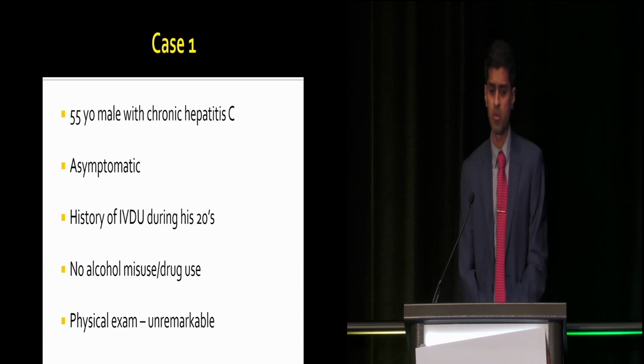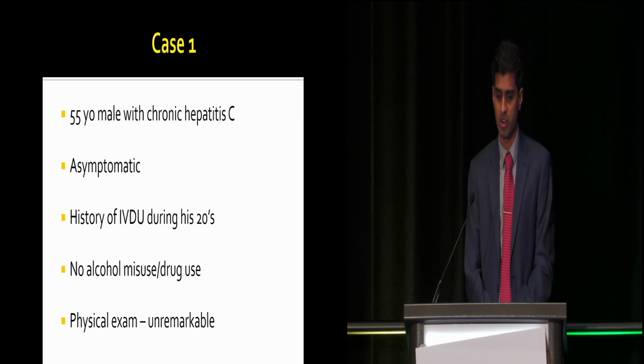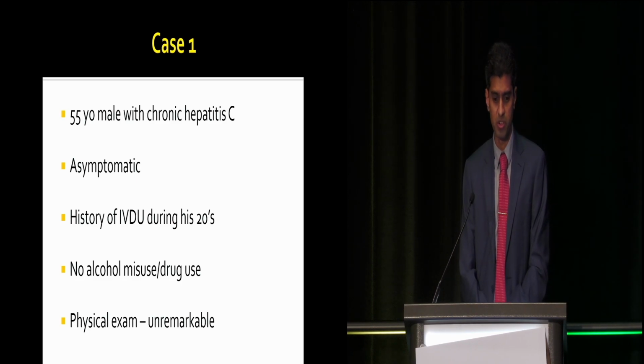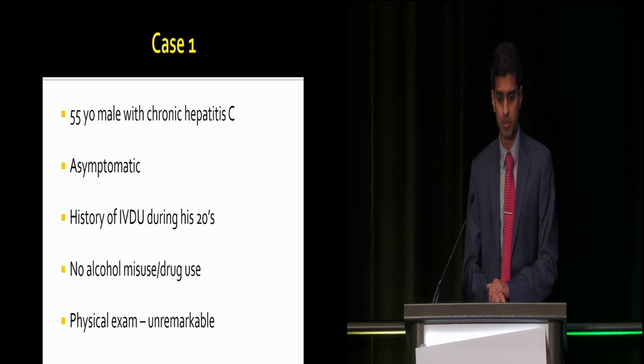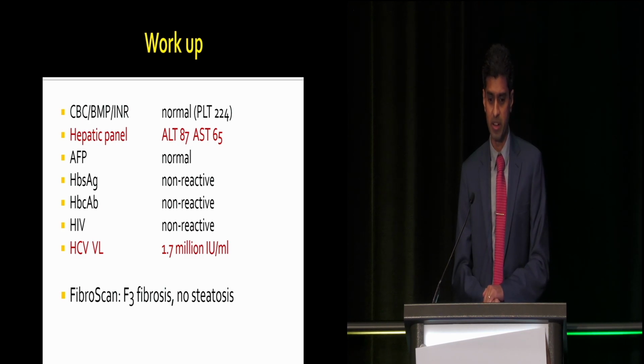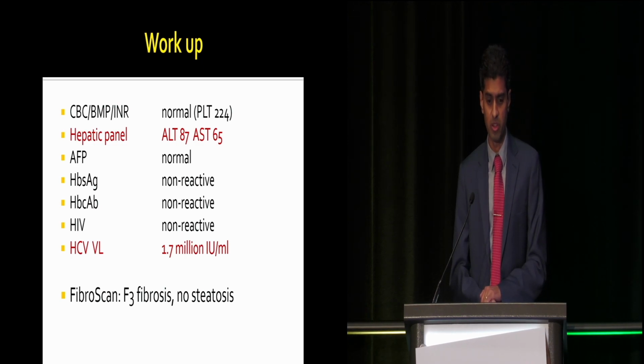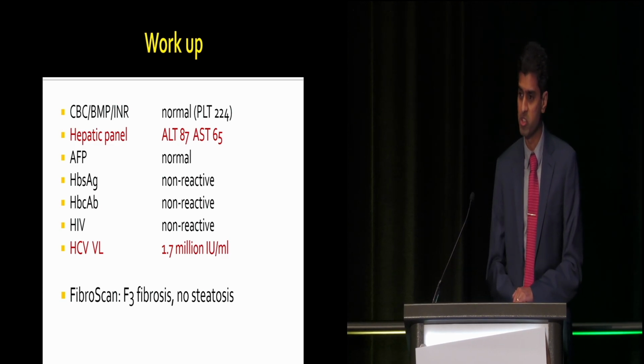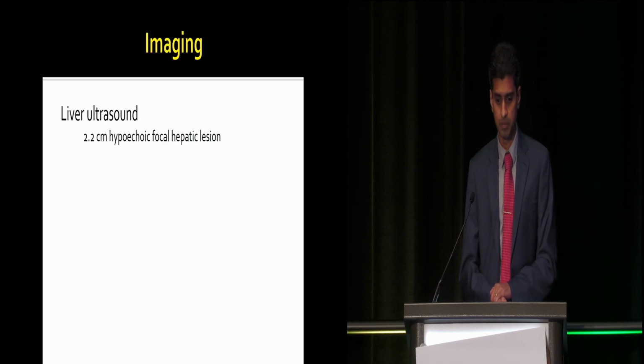So our case one is a 55-year-old male with chronic hepatitis C. He was asymptomatic, history of intravenous drug use, currently no alcohol misuse or drug use. Examination was unremarkable. His CBC, BMP, INR are all within normal limits. Platelets were 224. Hepatic panel showed ALT of 87 and AST of 65. Alpha-fetoprotein was normal. Hepatitis B surface antigen and core antibody, non-reactive. HIV is non-reactive. Hepatitis C viral load is 1.7 million. Fibroscan was performed, which showed F3 fibrosis and no steatosis.